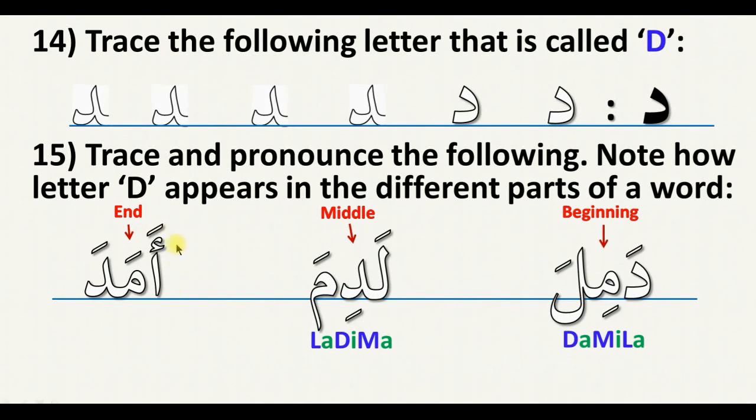And in this last example here, D appears at the end of the word. So we have A-A a, M-A ma, D-A da, Amada. To begin writing Amada, we start from here. A, symbol, M, D, vowels, Amada.